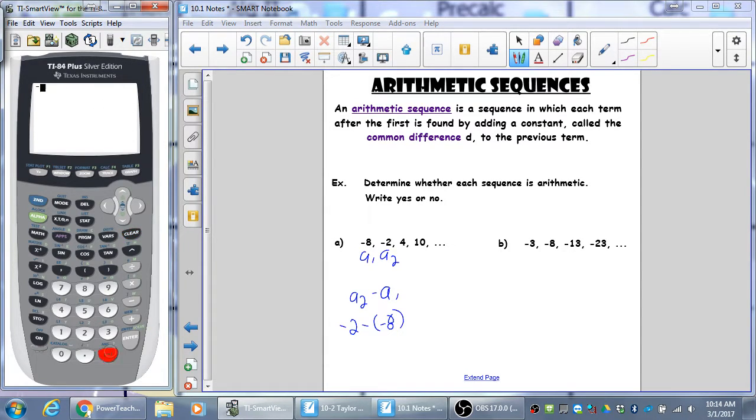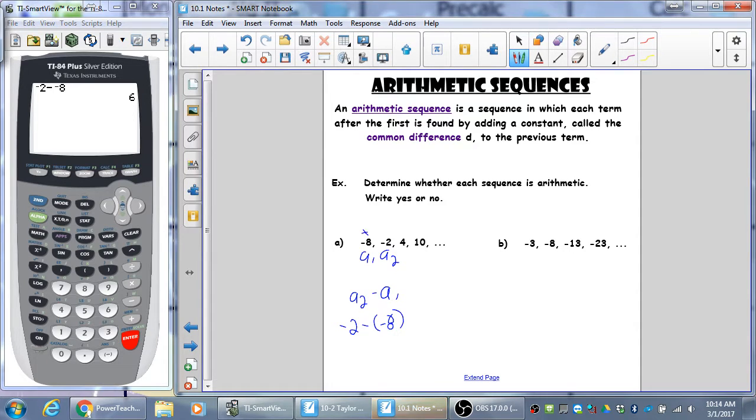So if we take negative 2 minus negative 8, we get 6. So we might be adding 6. You add 6 to get negative 2. Now if it's truly arithmetic, we added 6 every single time. So is negative 2 plus 6 4? It is, isn't it? Is 4 plus 6 10? Yes. This is a good indication that this is arithmetic. So we're going to say yes.